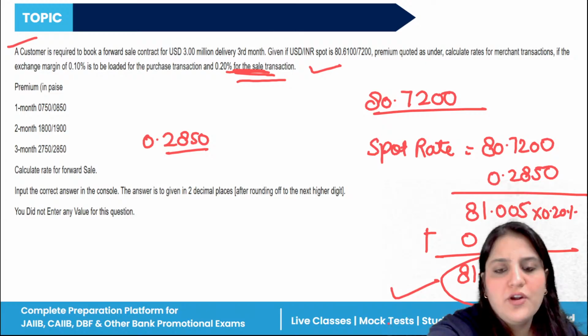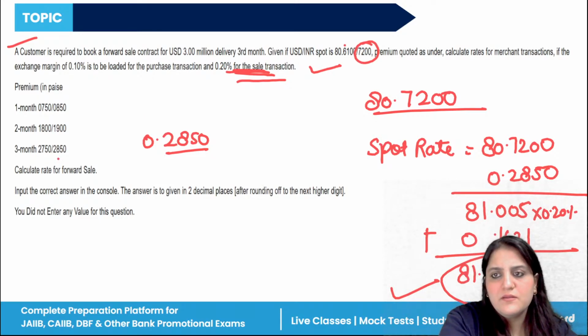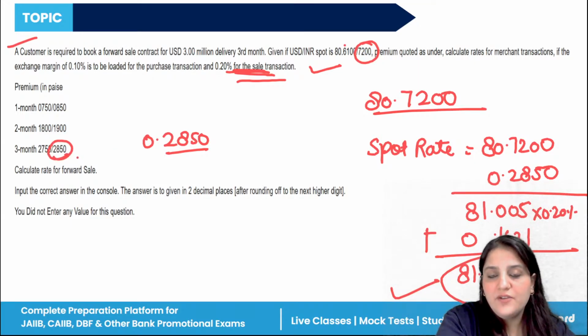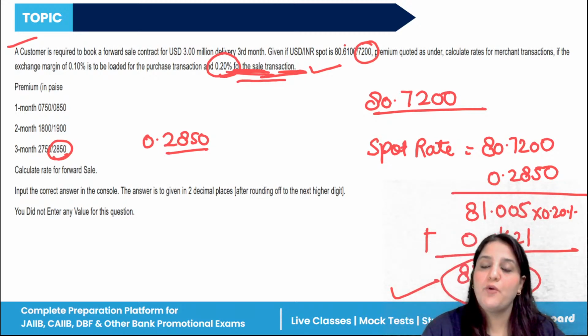Simply, first what we have done, the spot rate is given, we took the rate. Then the 3 month premium is given, so we add the premium, and after that we add the margin of 0.20 on the sales transaction. So we calculate the margin and add that. So we got 81.1671.